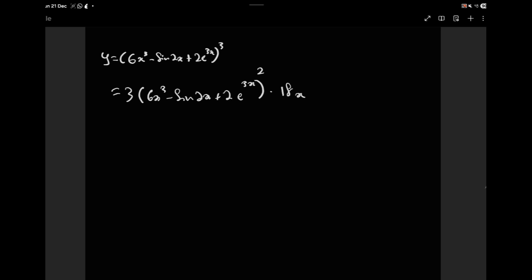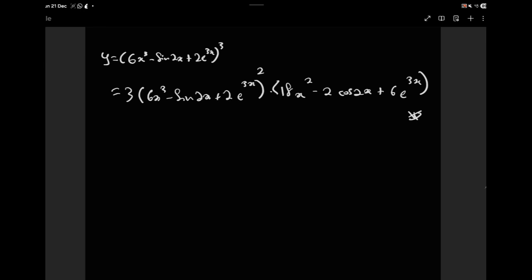18x to the power of 2 minus 2 cos 2x, and then plus 6 exponent 3x. So this can be your final answer.